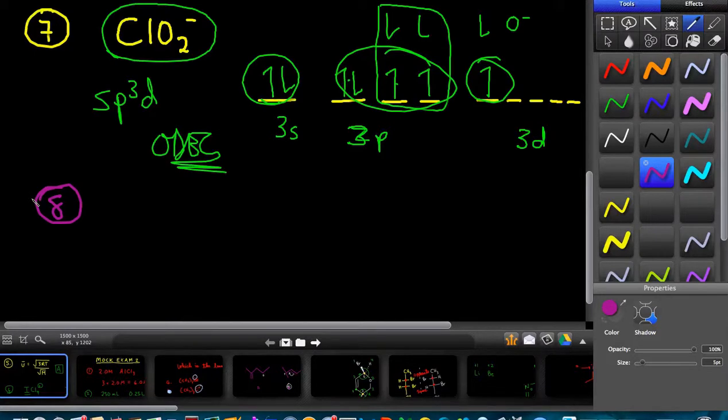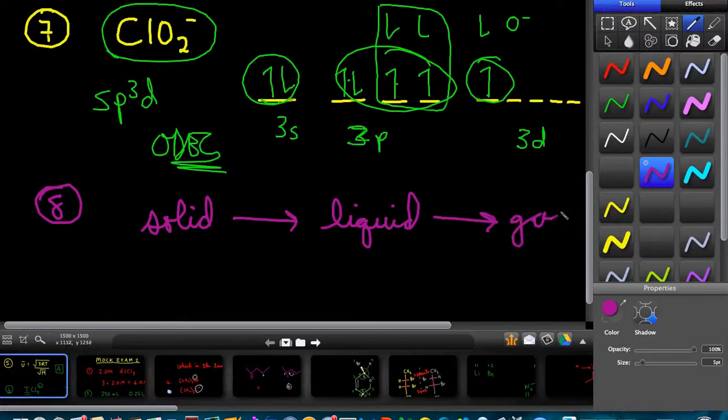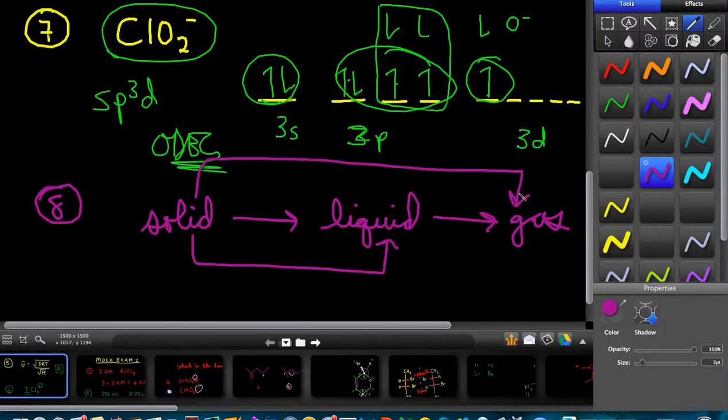All right, number 8 we talked about in class during the review. There are actually multiple answers. Endothermic reactions are going to occur when we go from solid to liquid to gas. So when ice melts, that's endothermic. When CO2 sublimes, goes from solid to gas, that's endothermic.